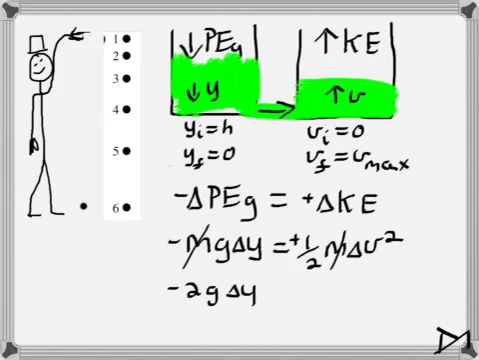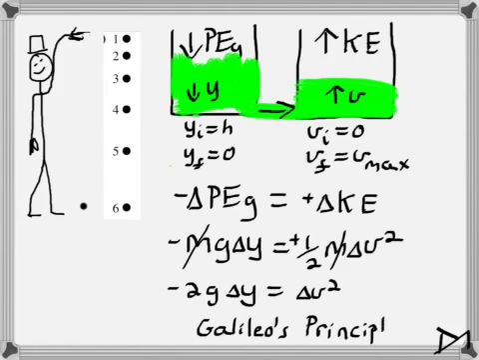Let's cross out those masses, put the 2 on one side and get rid of the half. Left of 2g delta y is equal to the change in speed squared. This is Galileo's principle that we discovered earlier. The speed change is governed solely by the fall. This is a free fall equation. The height it falls, thanks to gravity, determines the speed that it gains, or the speed change.